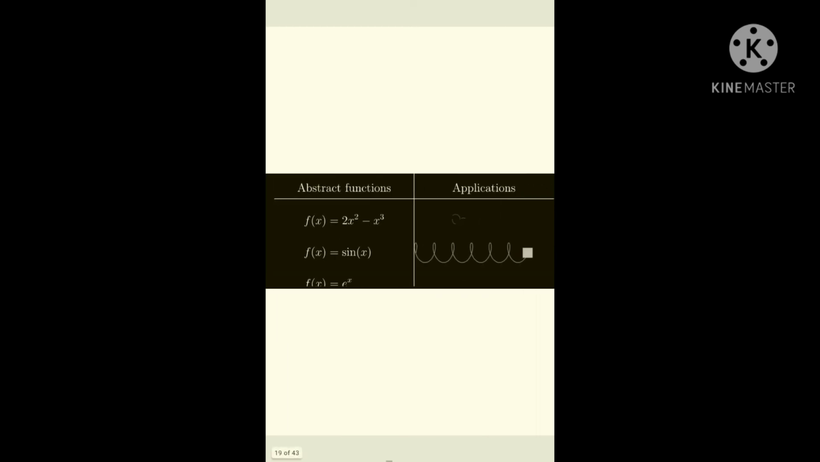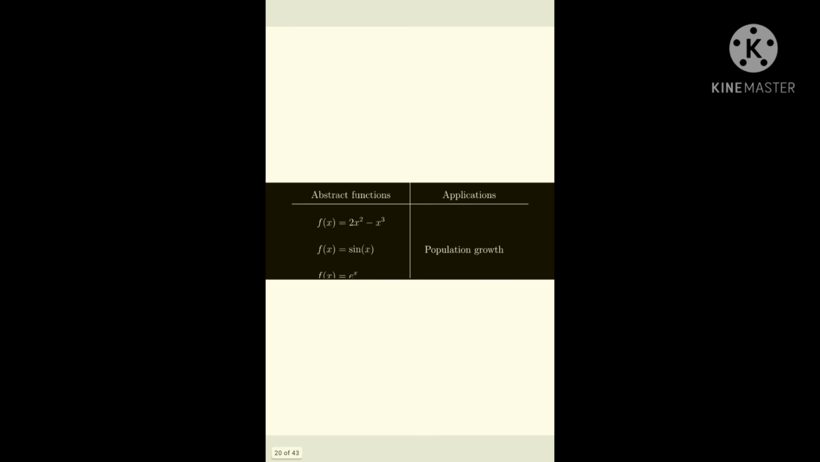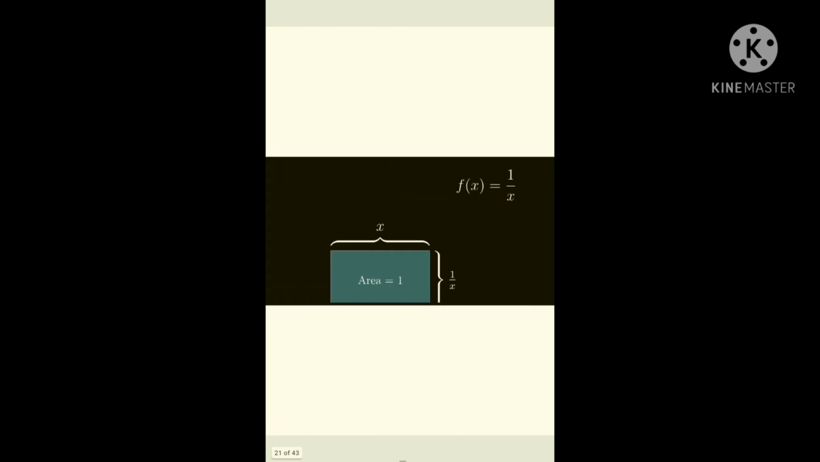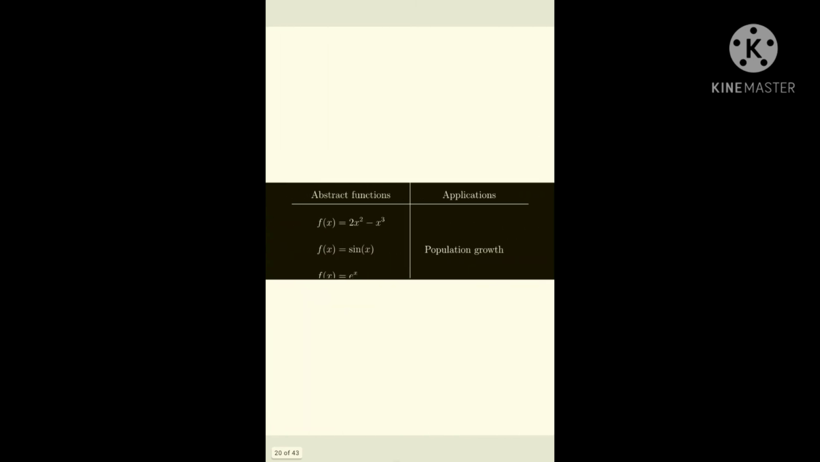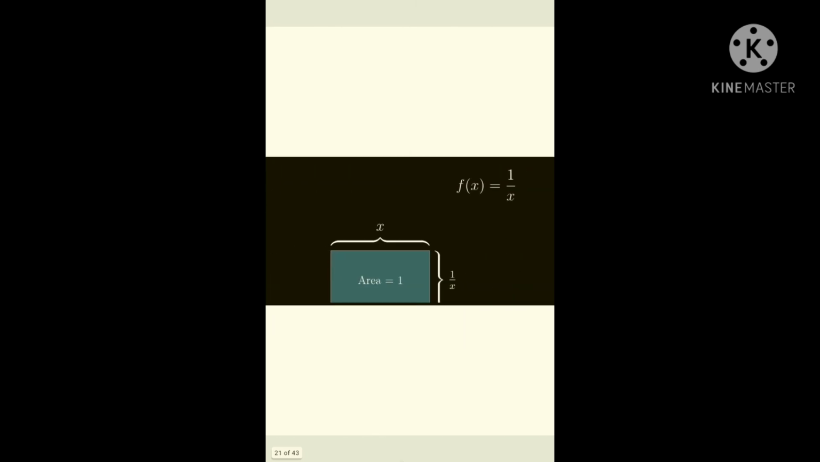See, there are a few abstract functions. Velocity and oscillations are examples of abstract functions. See, e raised to x is generally used in population growth. The exponential function e raised to x we can use in examples of population growth.